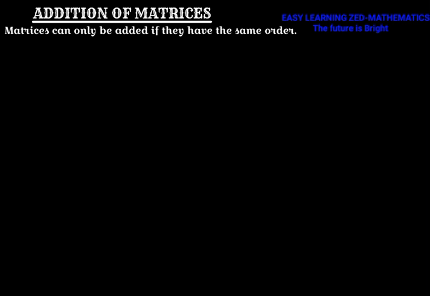The second point is we add corresponding elements of the given matrices. If you're adding two matrices, what you do is you add corresponding elements. If you are also not sure on how to identify corresponding elements of the given matrices, check in the description box. I've put also the link to the video that I talked about corresponding elements of matrices.